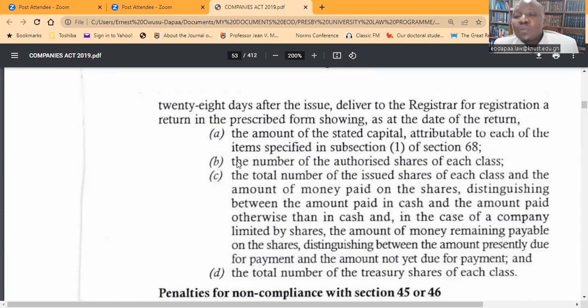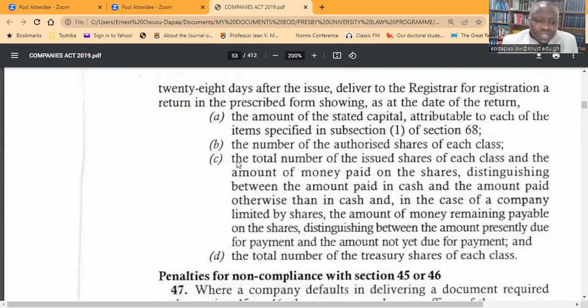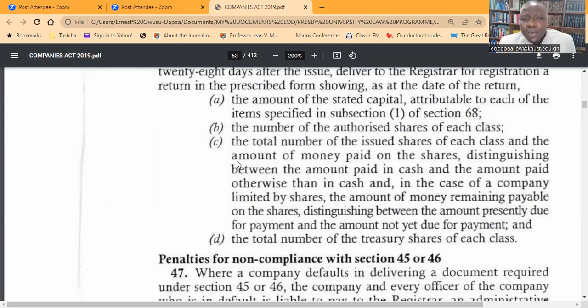Because if the company has the authorized number of shares, there's no compulsion on the part of the company to actually issue or give out all those shares. No, it will only give out shares as and when it wants to issue shares. So let's keep that in mind. Now, this return of shares is very important. Why is it so?